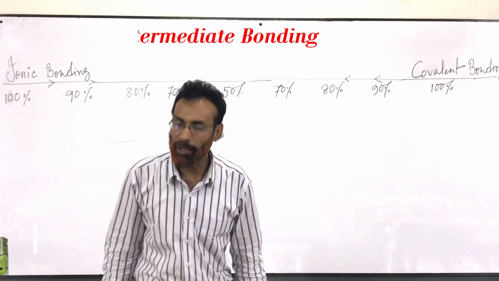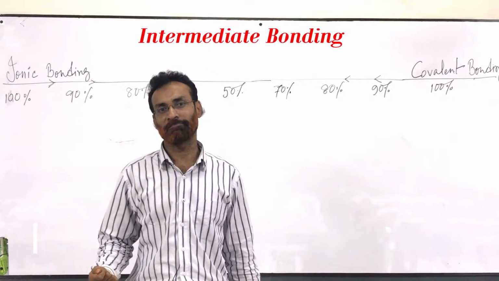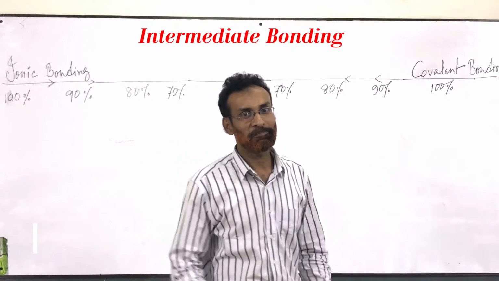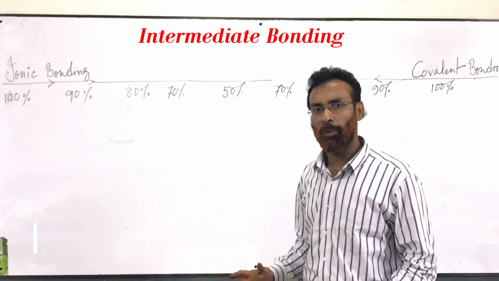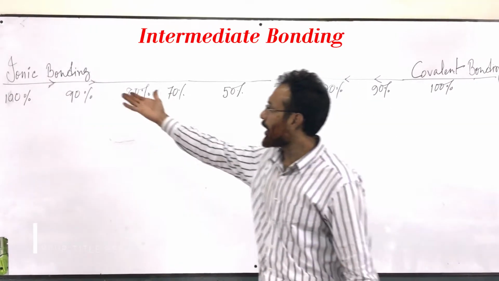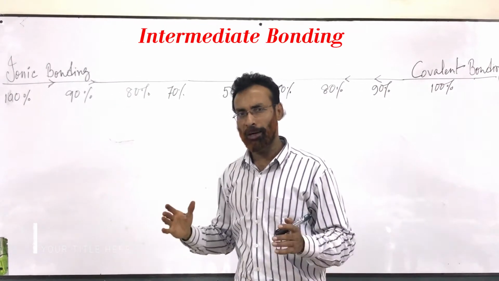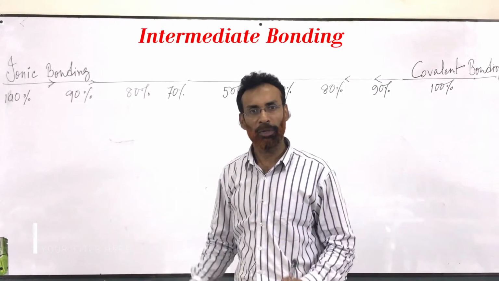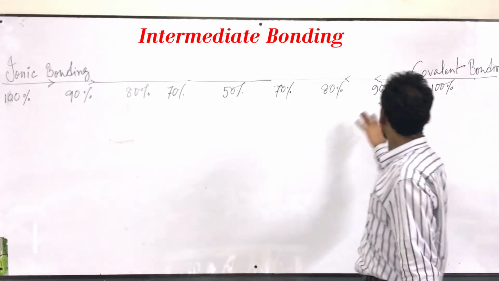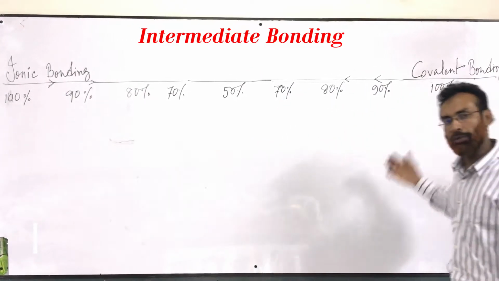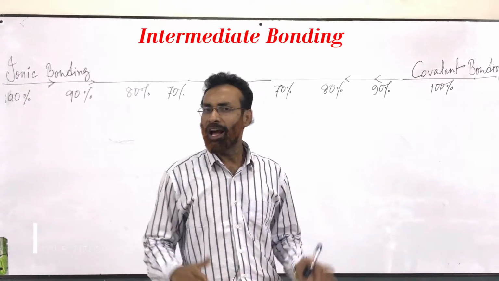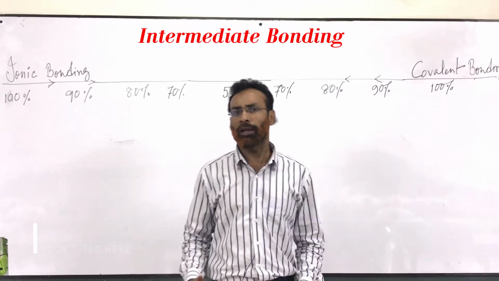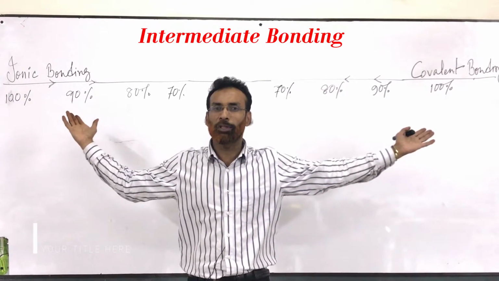Our today's topic is intermediate bonding. What is intermediate bonding? We have two major types of chemical bonding in chemistry. One is ionic bonding, when you get a compound formed between a metal and non-metal, and another is covalent bonding. This we get when two non-metal atoms make their bonds. And then intermediate bonding is a bonding between these two.